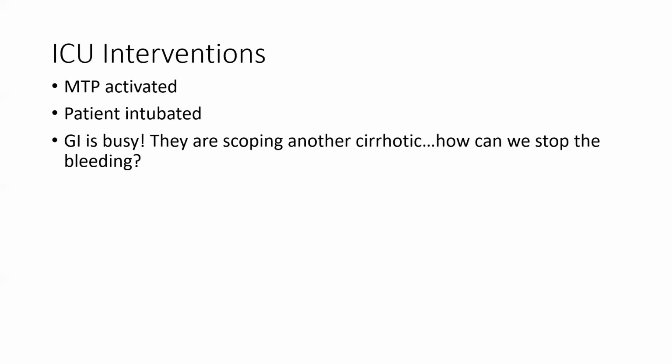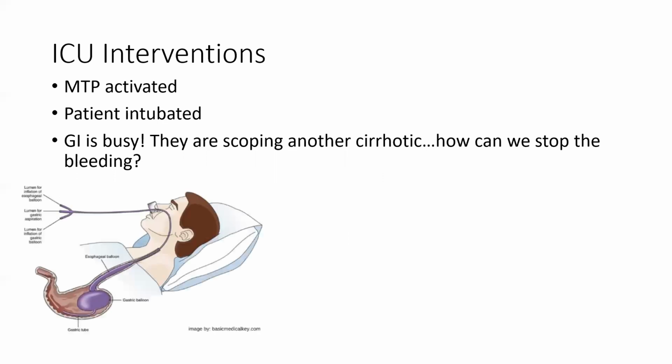Okay, so GI knows about her and they're coming to see her. She's moved to the ICU. The massive transfusion protocol is going. She's intubated for airway protection because she's having all this hematemesis. And GI calls you back and says, hey, I'm really sorry. I'm over at Denver Health. I have another patient who's bleeding. So can you hold on for another hour or so? And that might be a call that you get because they're covering multiple hospitals. And so what are some things that you guys can do with your pulmonary colleagues to help temporize her bleeding?